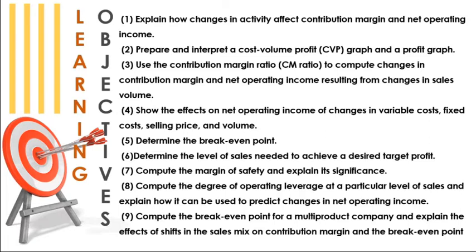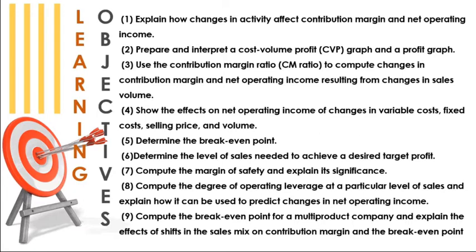Fourth, show the effects on net operating income of changes in variable costs, fixed costs, selling price, and volume. Fifth, determine the break-even point. Sixth, determine the level of sales needed to achieve a desired target profit. Seventh, compute the margin of safety and explain its significance.